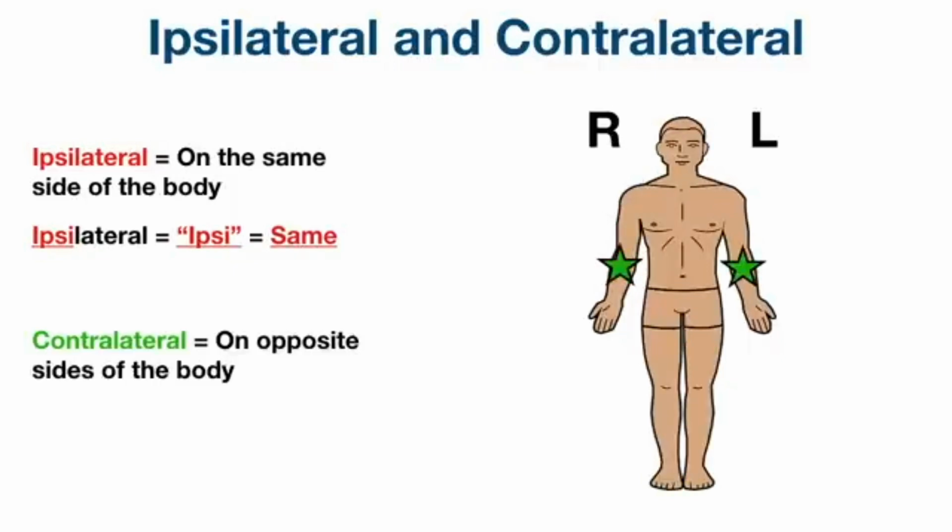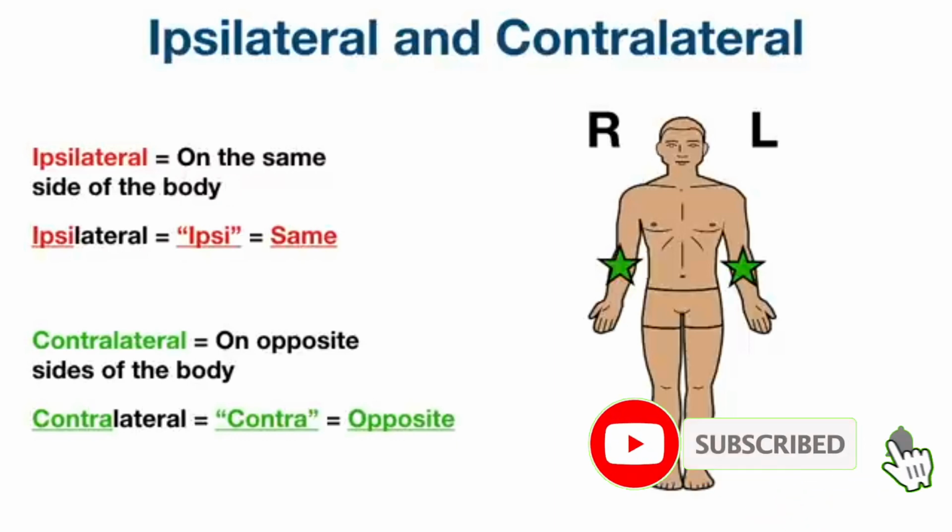Contralateral means on opposite sides of the body. For example, if a patient presents after a car accident with a laceration on their right arm and an abrasion on their left arm, then those injuries are contralateral to each other. We learned in the medical prefix video that contra means opposite, which will help you remember contralateral means opposite sides of the body.